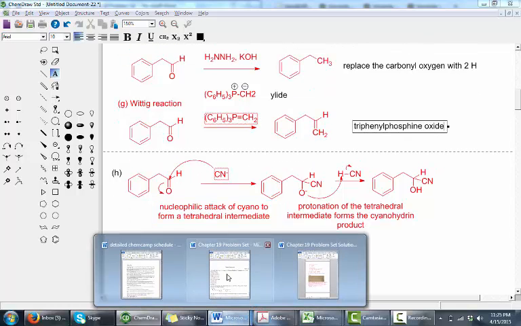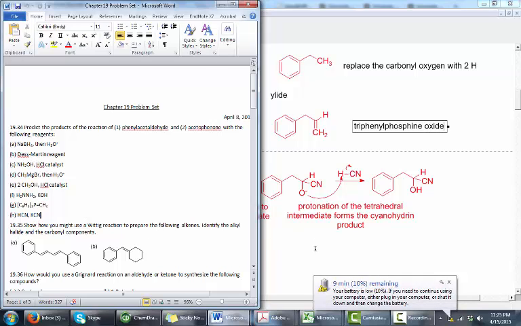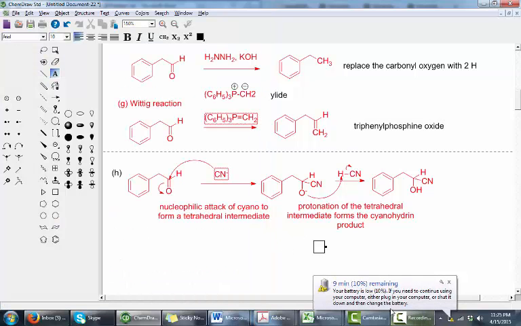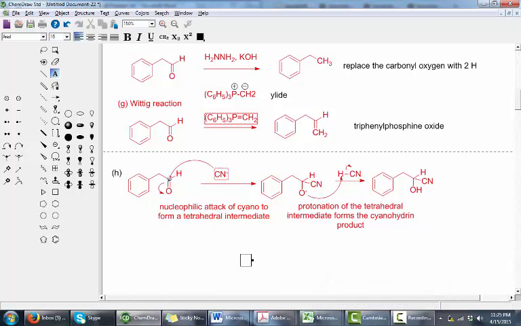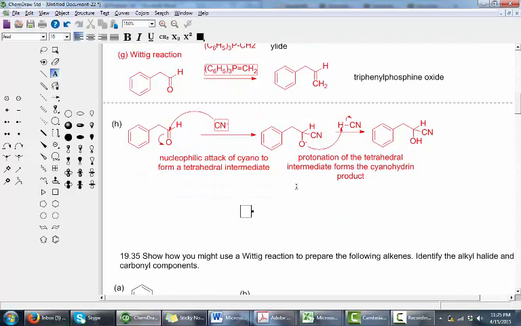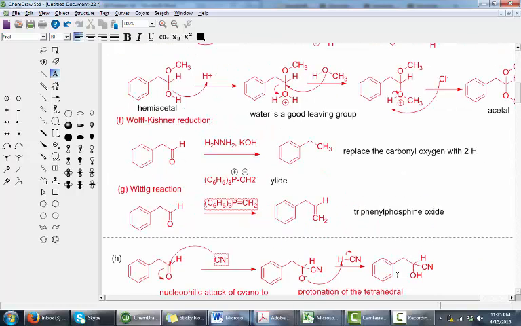H asks what happens if I treat my phenylacetaldehyde with KCN and HCN. This is cyanohydrin formation, where the CN- forms a tetrahedral intermediate. You protonate that tetrahedral intermediate. So again, this HCN can act as both a nucleophile as well as a protonation source to give me my cyanohydrin product.